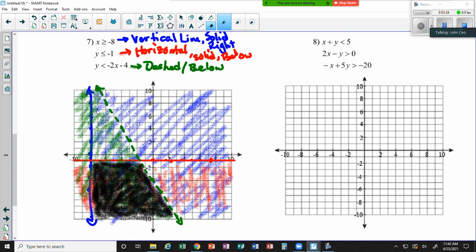So the overlap between all three of those is in this area here. All right, what questions do we have on that?